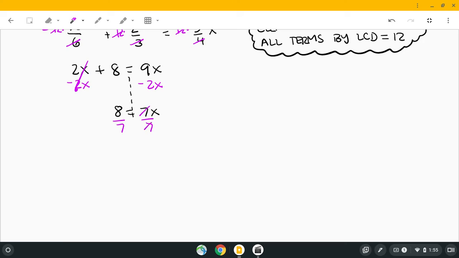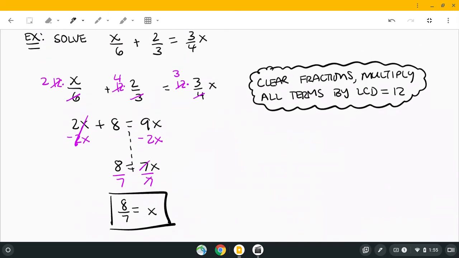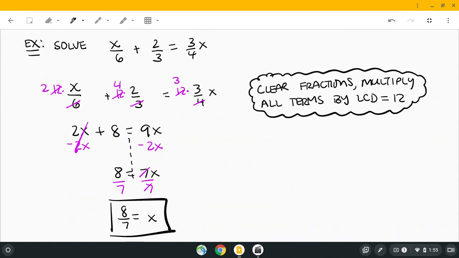7 divided by 7 is 1, so we end up with 1x over there, and we get 8 over 7 on this side. But the key thing here is that when you have fractions, you can go ahead and clear your fractions. And you do that by multiplying all the terms, whether they are fractions or not, by the LCD.